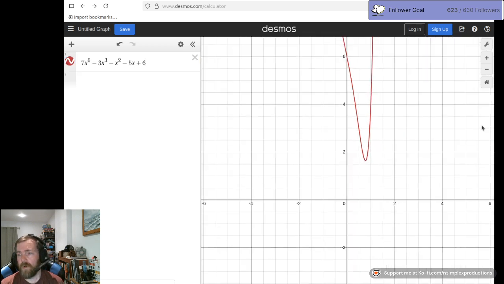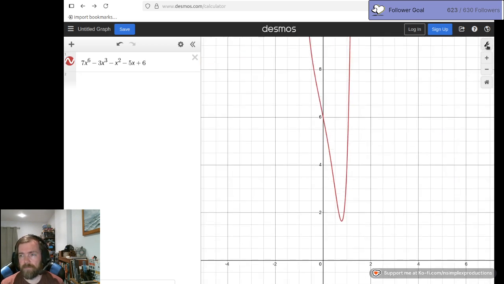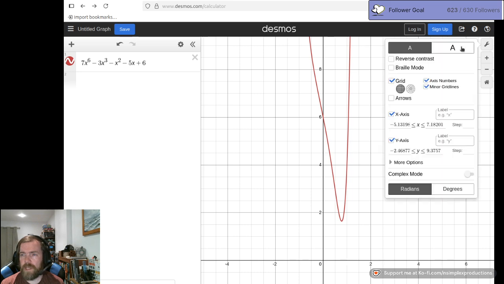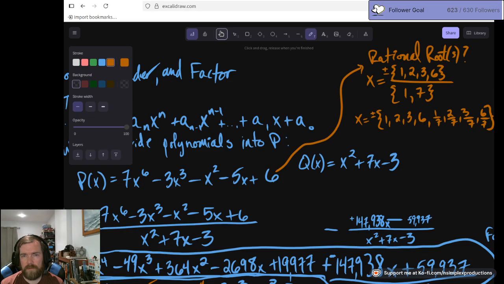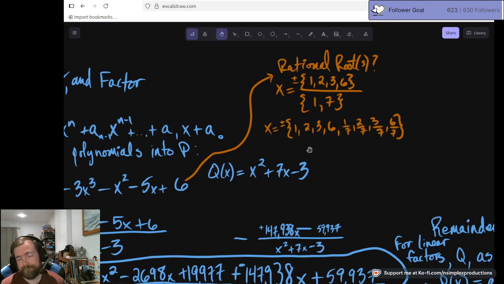So anyway, we don't have any zeros at all. But this was just saying if there are any rational zeros, they must be one of those numbers. Turns out, yeah, we don't have any this time.